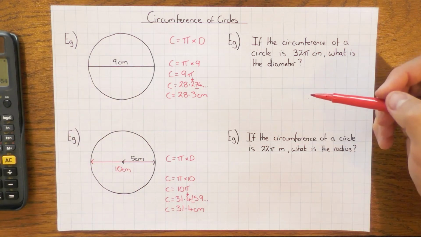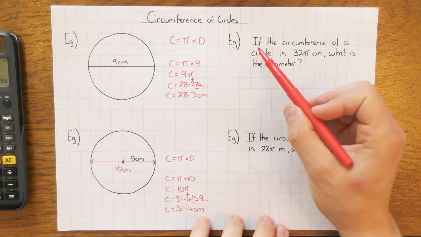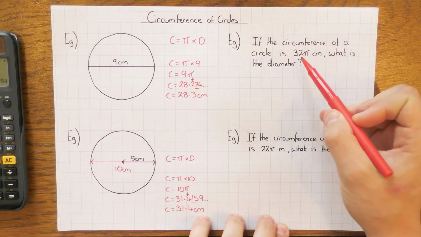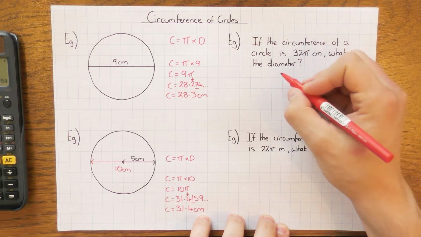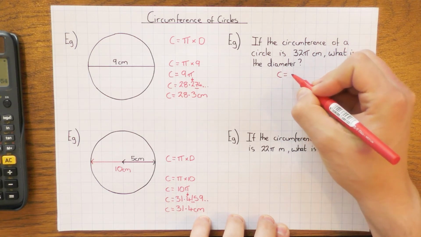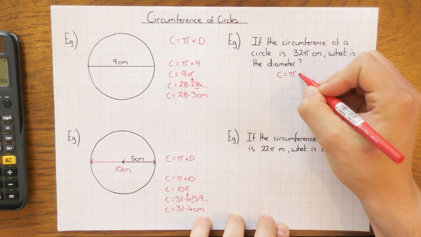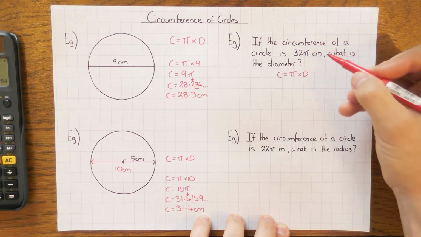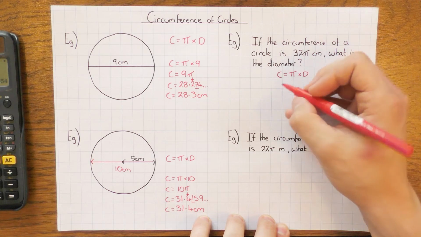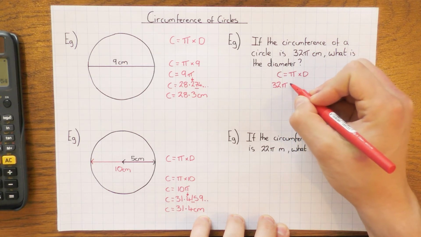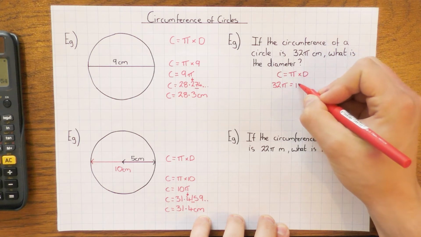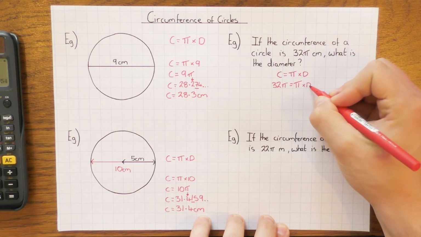So now I'm going to go backwards. I'm going to try and work out the diameter. So here we go. If the circumference of a circle is 32 pi, what is the diameter? So all I'm going to do is write down my formula. So the circumference equals pi times diameter. I'm going to substitute in what I know. Well, I know the circumference is 32 pi. And of course, pi is just pi, and then times the diameter.